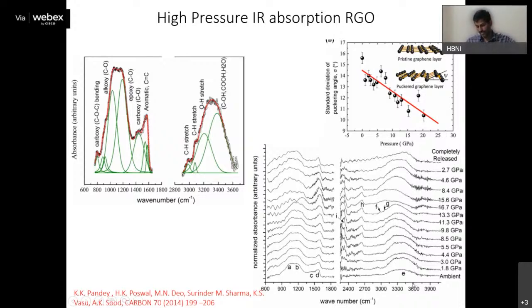And if you see, these are the high pressure IR absorption spectra. When we increase the pressure, there is a red shift in the OH stretching frequency, which suggests that some extra bonding is developing with pressure, because these OH are connected to the graphene, and when you increase the pressure, the other layer comes closer, and that leads to the formation of some kind of hydrogen bond, and that gives a softening in the spectra.